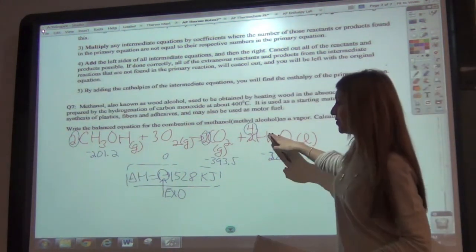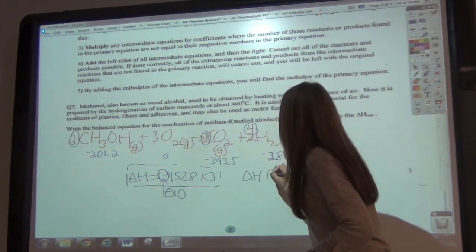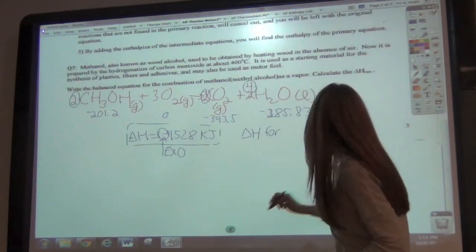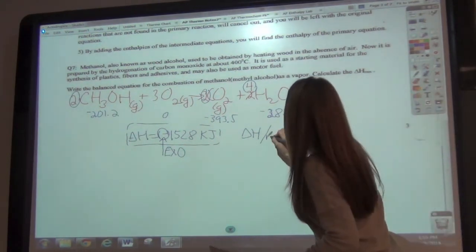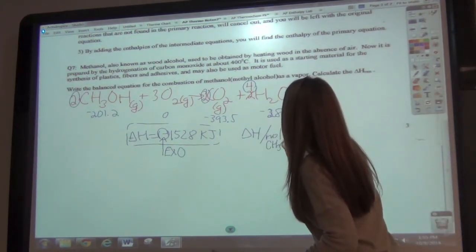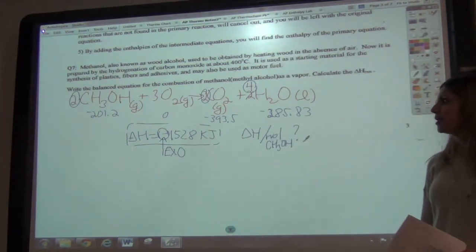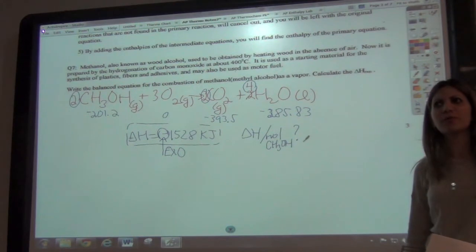This is the delta H for the reaction. What if I asked you for the delta H per mole of CH3OH? What if I wanted it per mole of CH3OH? What would you do then? Put it over 2. Why divide it by 2 or multiply it by 2? Divide. Why would you divide it by 2? There's 2 moles in it.